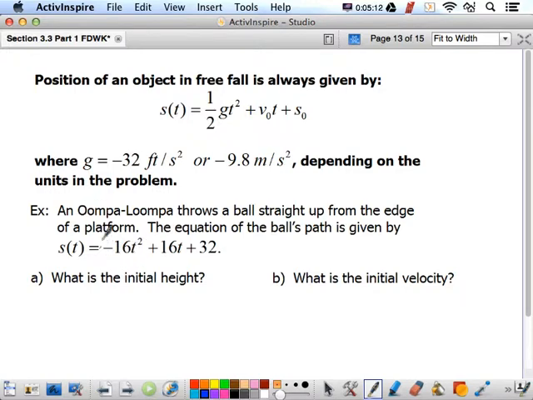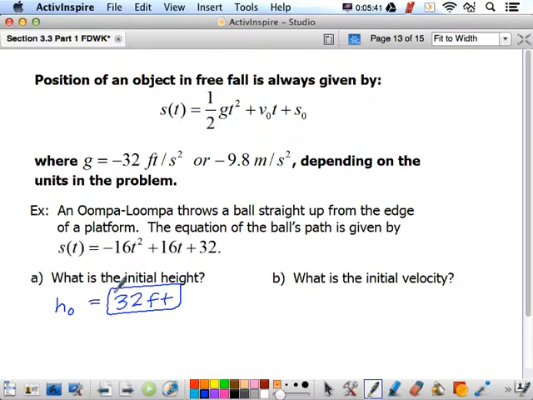If the number in front of the t squared is negative 4.9, then you're in meters, because that would be half of negative 9.8. And based on what we know, I want to know which of those numbers represents the initial height. 32. Okay, and we have to give units. Feet. 32 feet, perfect. So we do want to start understanding what it is we're looking at. It'll make you more comfortable with word problems if you start to understand where all these numbers are coming from.